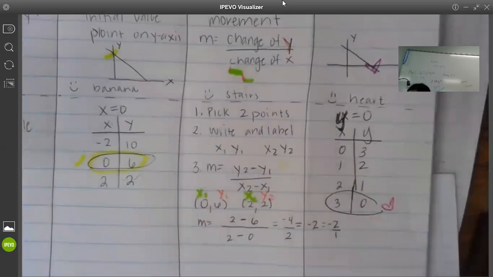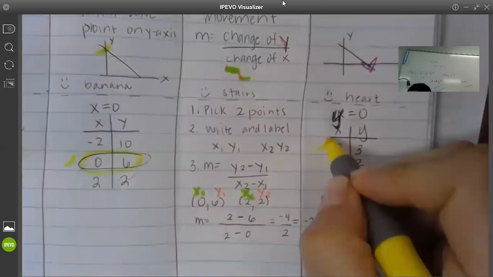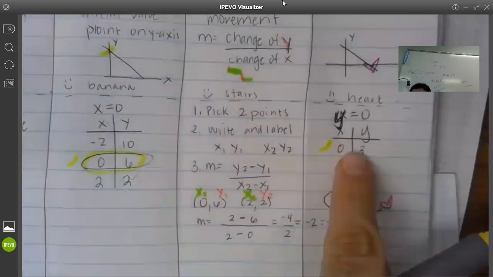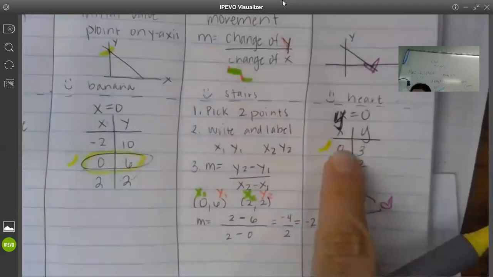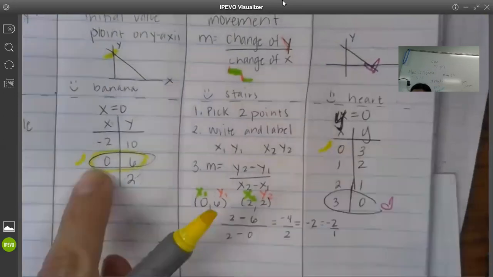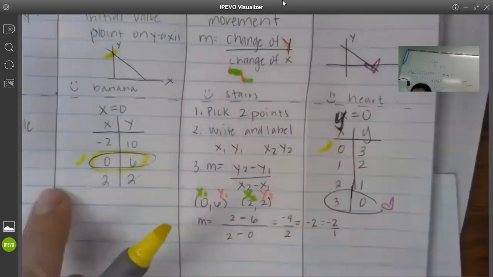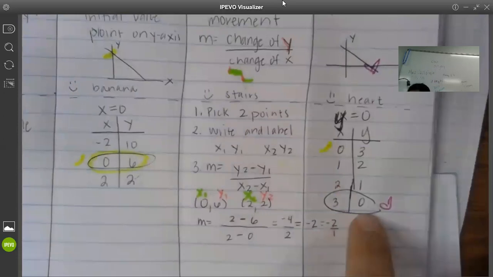Okay, so my x-intercept would be 3. My y-intercept, banana, like the minions say, would be 3, because here the x is equal to 0, like this one. That's the banana, okay? Heart is where the y is equal to 0.